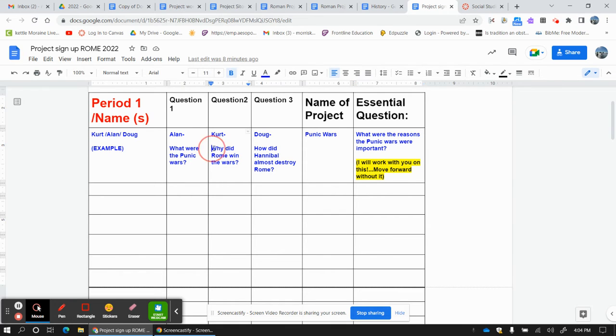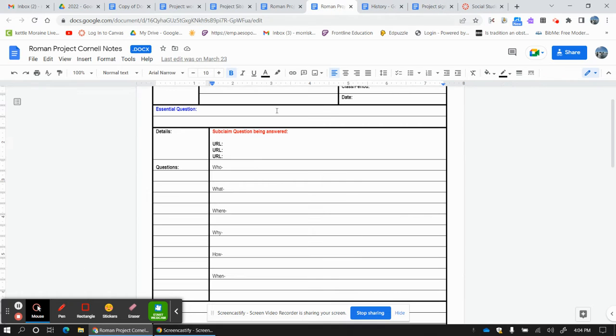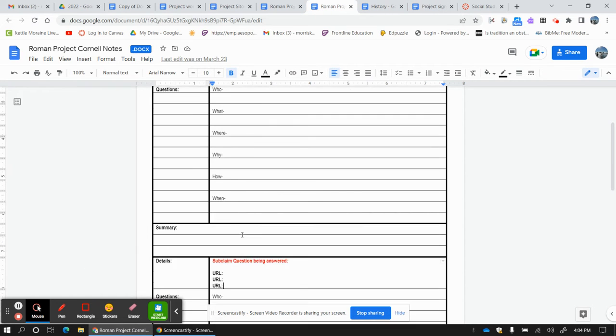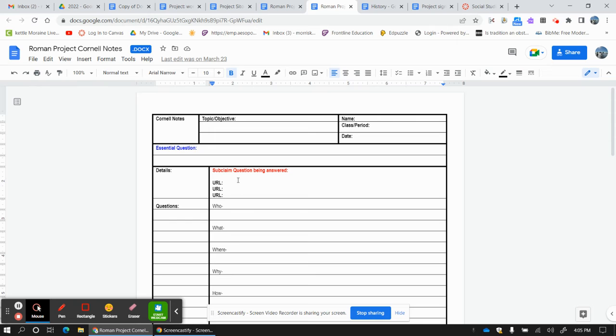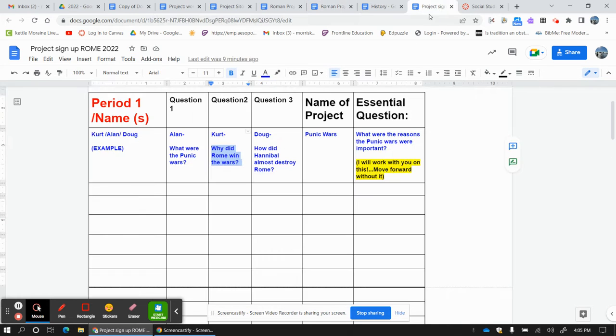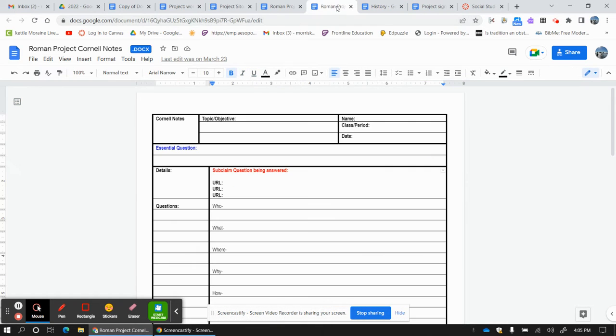And since I am answering a why question, right? This is my why question. I am going to answer this down here in my summary in a why, what, how summary order. And don't forget, reiterate the question. Why did Rome win the wars? Rome won the Punic Wars because, and then I'm going to go right into my summary.